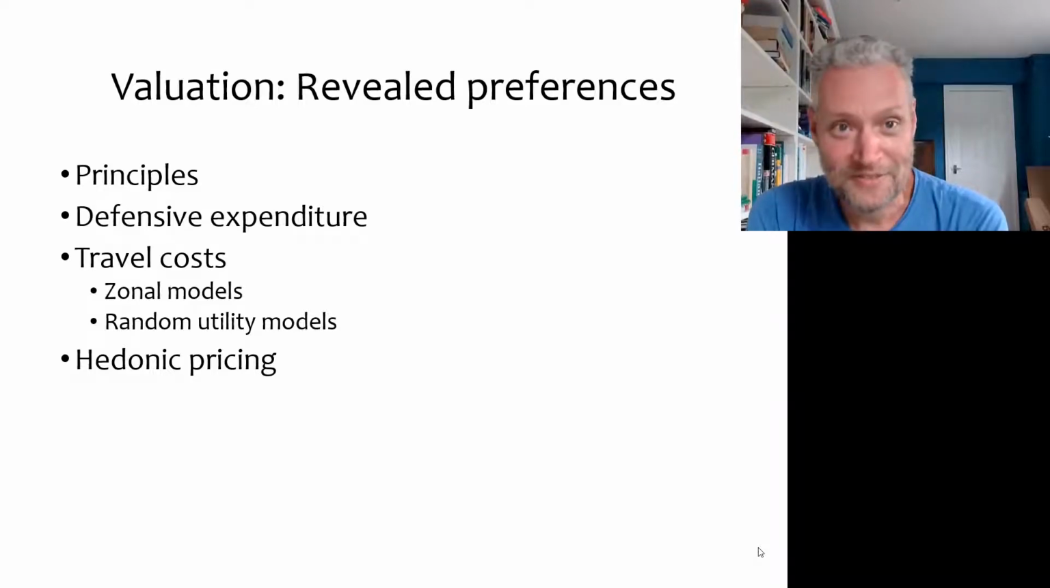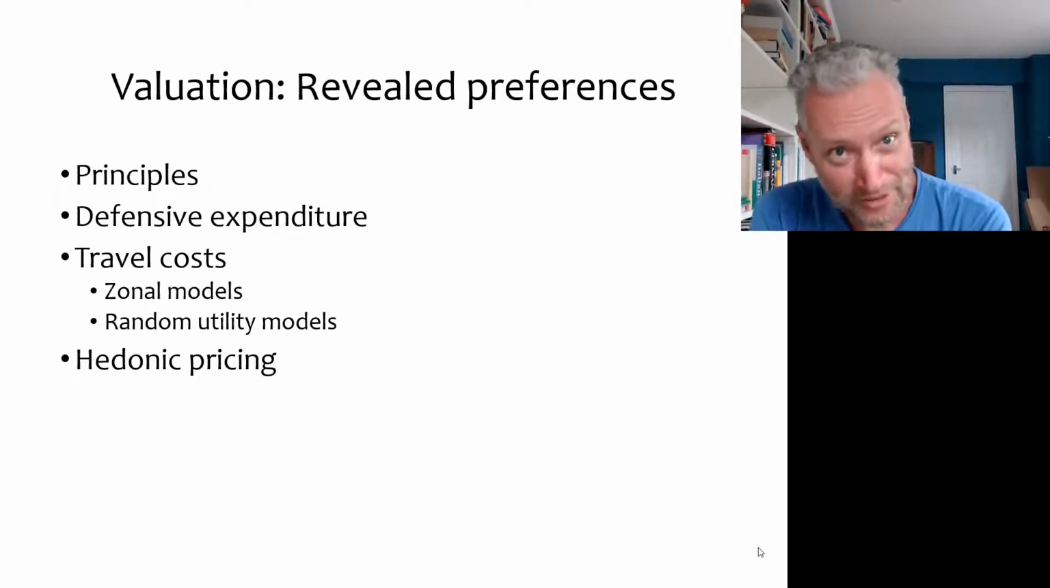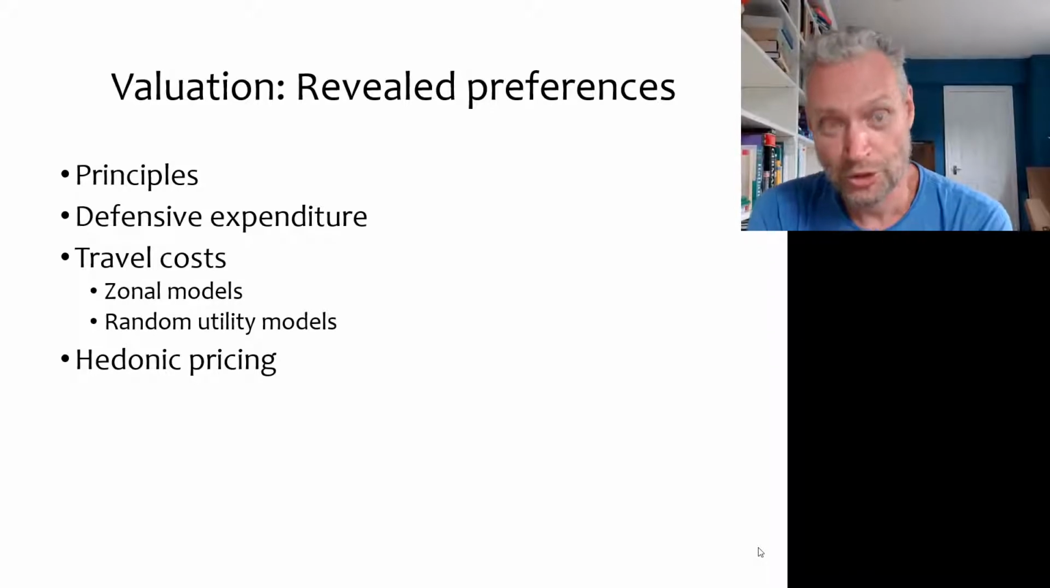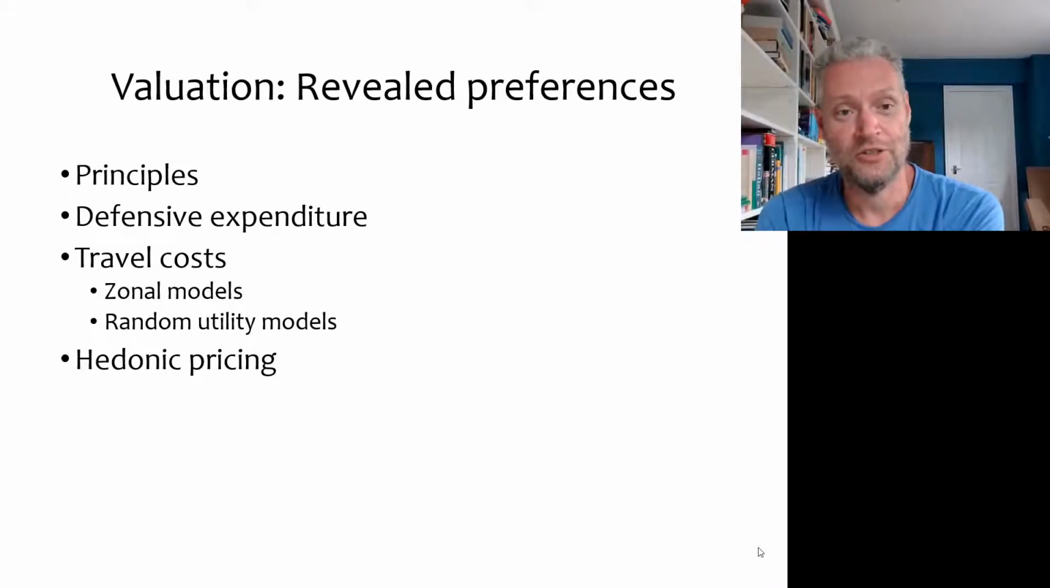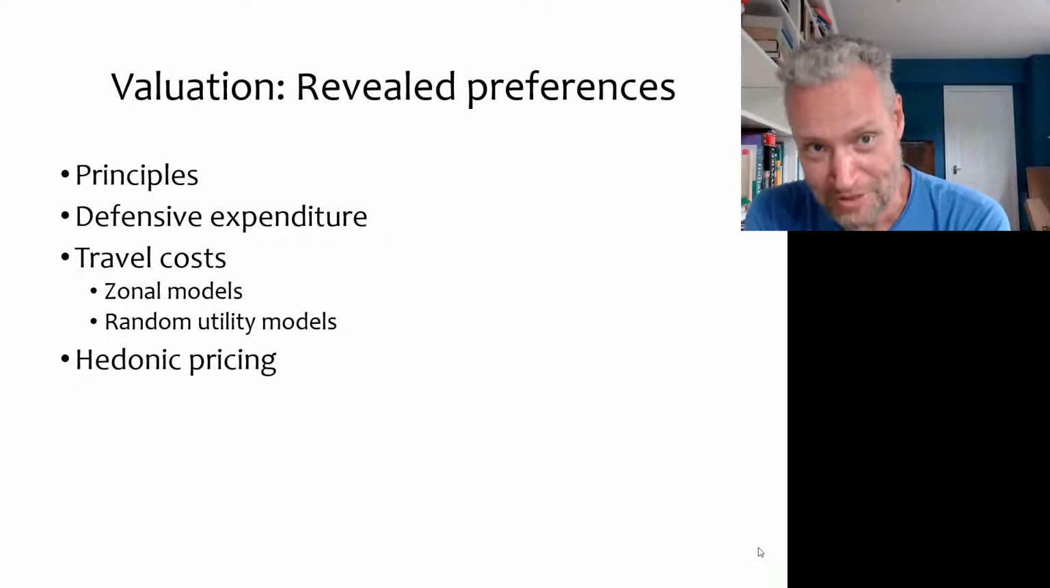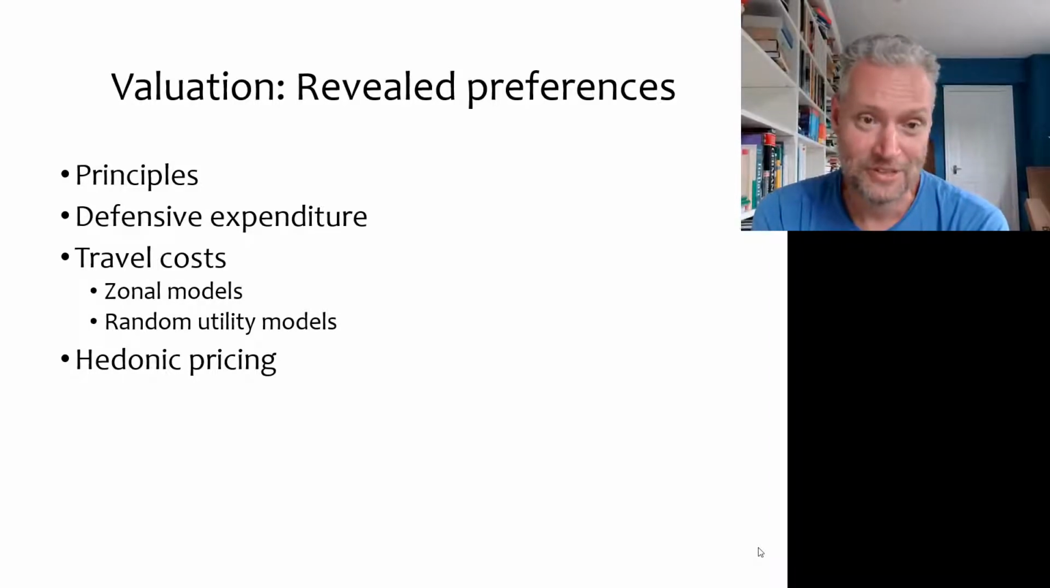Enough talk about what is value or why we want to know the value of something. Let's look at how you could value things. And I'm going to do so in two main chapters. First, I'm going to look at revealed preferences, and then I'm going to look at stated preferences.